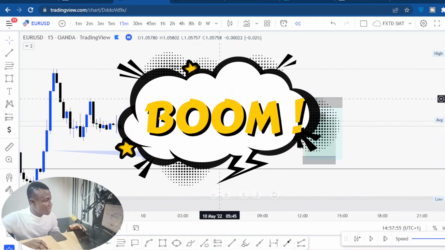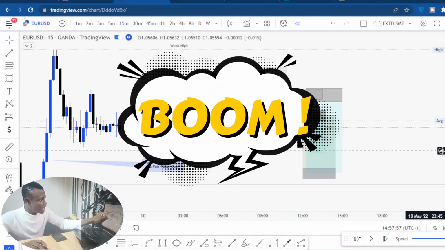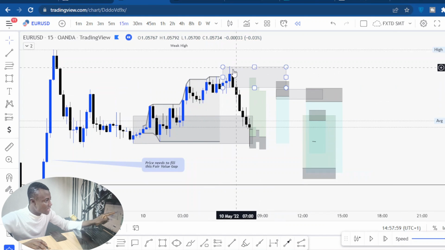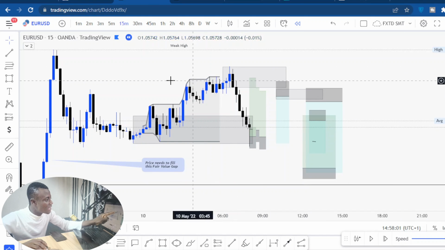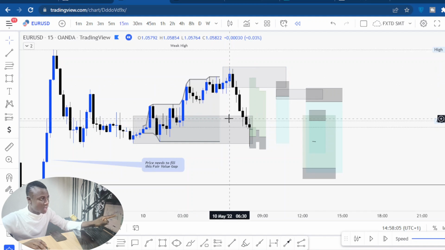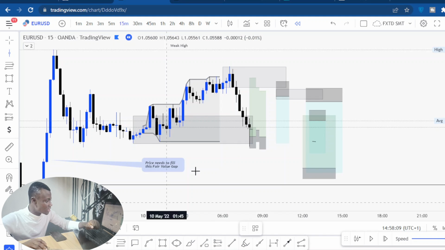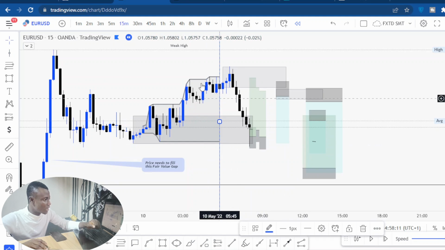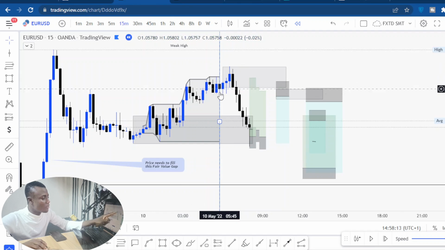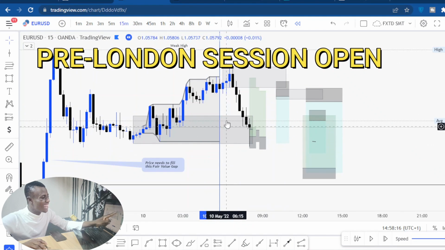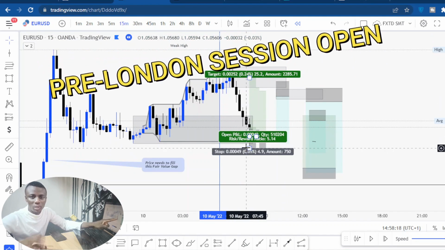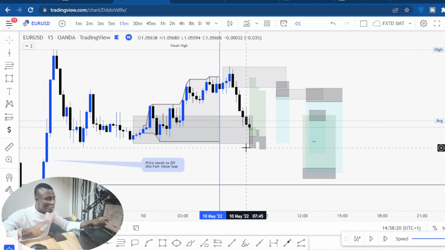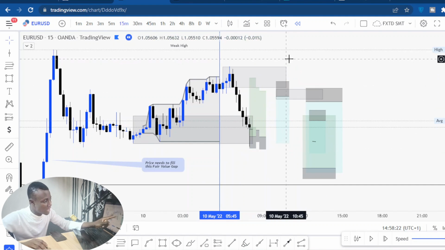What I can also point out for you is that at this level you can see that the Asian high has been taken out. It was taken out during the pre-London session open, right? So this is the Asian. Let me mark it out so you can see. This is the Asian. That's where it starts, right? But there's what's called a pre-London session open. So all this move is all manipulations. I don't even bother myself to look at the chart at this particular time, right?